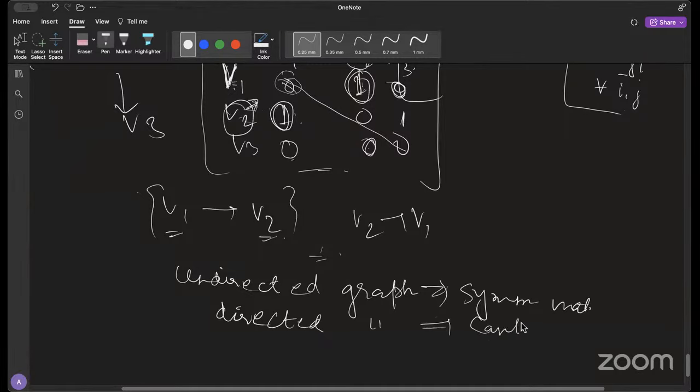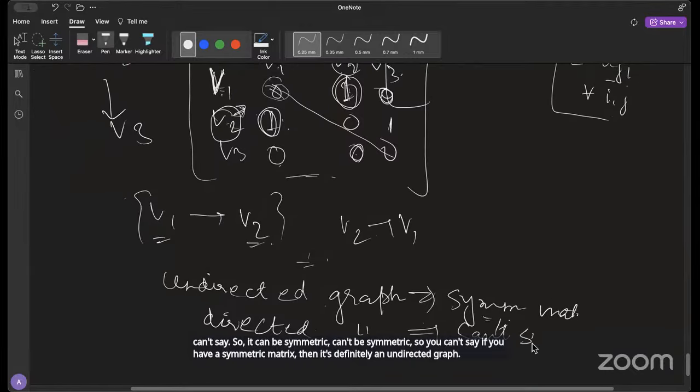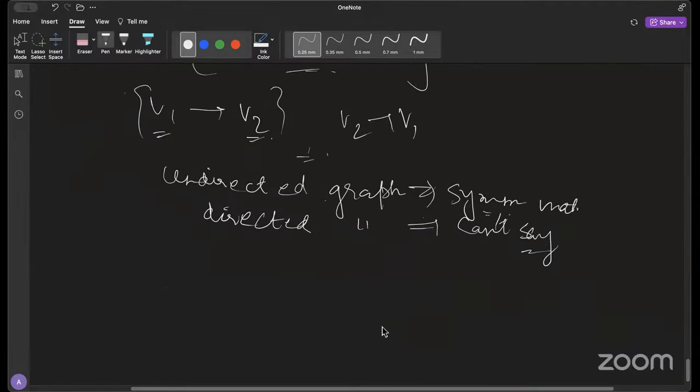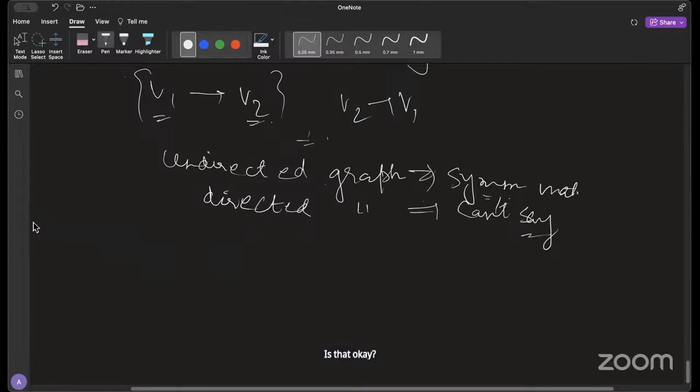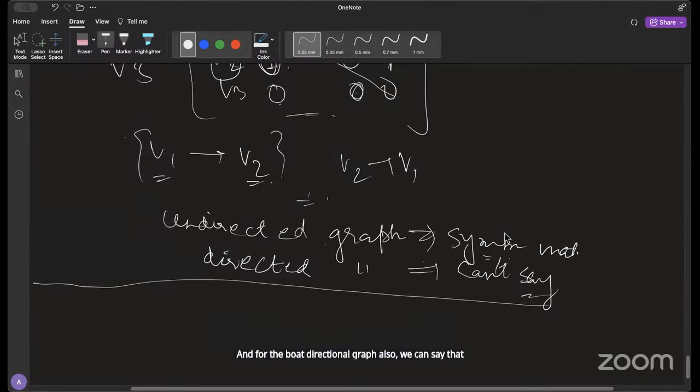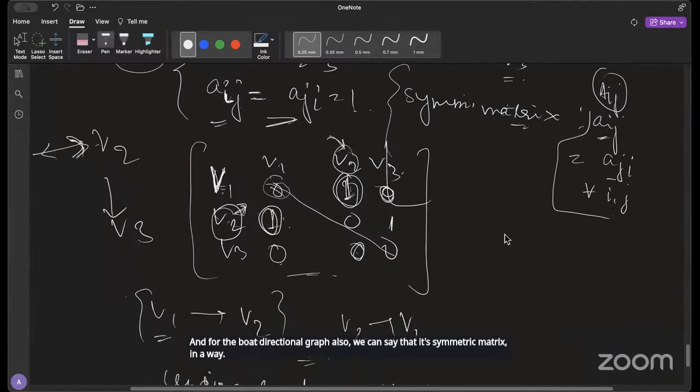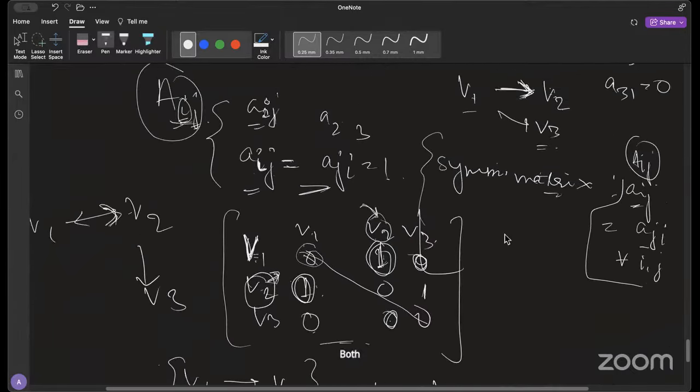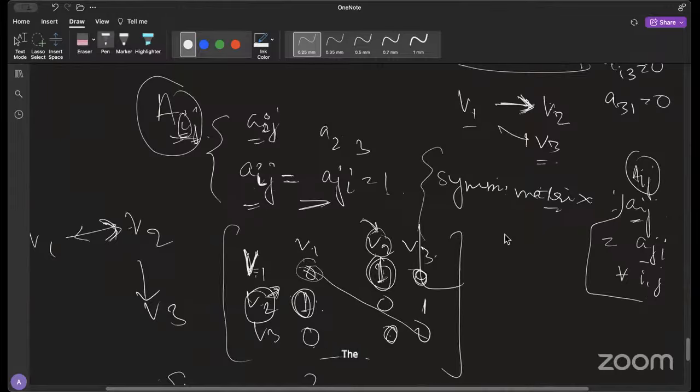Can't say. So it can be symmetric, can't be symmetric. So you can't say if you have a symmetric matrix, then it's definitely an undirected graph. Is that okay? And for the both directional graph also, we can say that it's a symmetric matrix in a way. Yes, both directional. The graph where the edge is going both sides, V1 and V2 both.